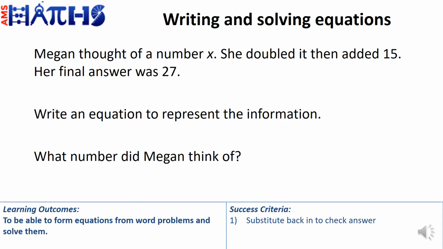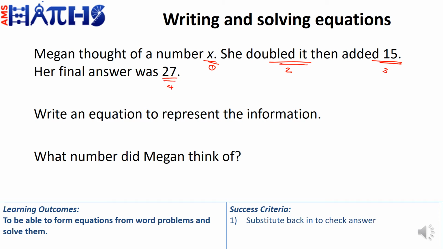Here's another problem. Again, we have to write the equation and then solve it. It says Megan thought of a number X. So she thought of a number X, we don't know what it is. She doubled the number, so our first thing is starting with X. She doubled it, which is the second thing. Then she added 15, that's the third thing. And then her final answer is 27.